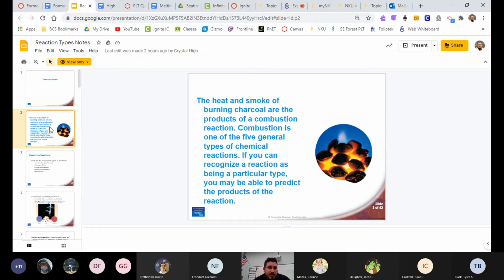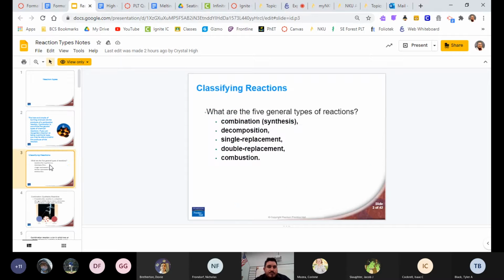So burning things, everybody loves to burn stuff, and I like to play with fire and flames as well, which is why we try to do as many of the Bunsen burner labs as we can. But burning things is a chemical reaction called a combustion reaction. It typically uses oxygen from the environment, from the air, and creates products.